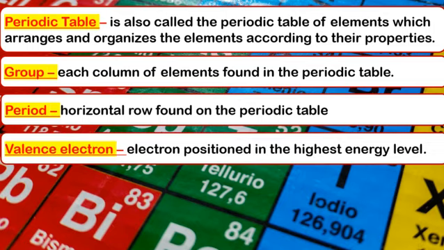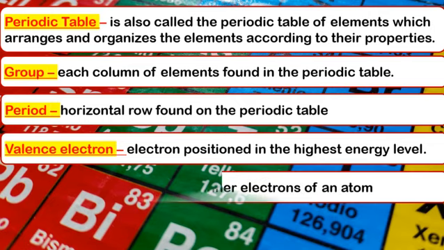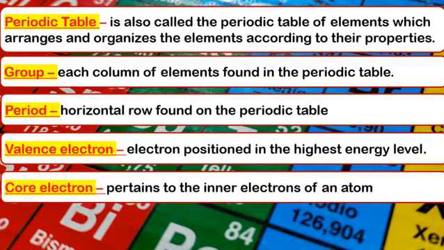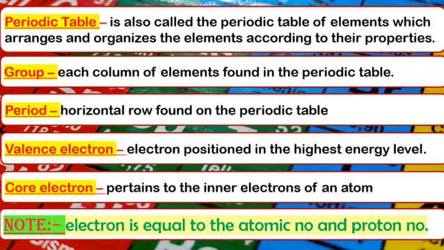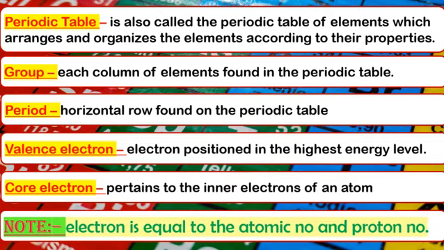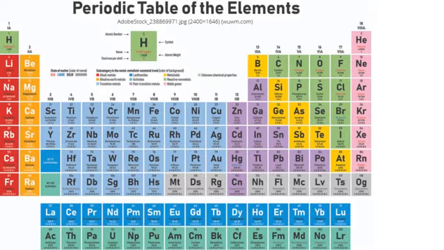Another piece of information is the valence electron, which are the electrons in the highest energy level, while the core electrons pertain to the inner electrons of an atom. Take note that the number of electrons is equal to the atomic number and the proton number. So let us apply this knowledge in the following exercises. But first of all, let me introduce to you the periodic table of elements.